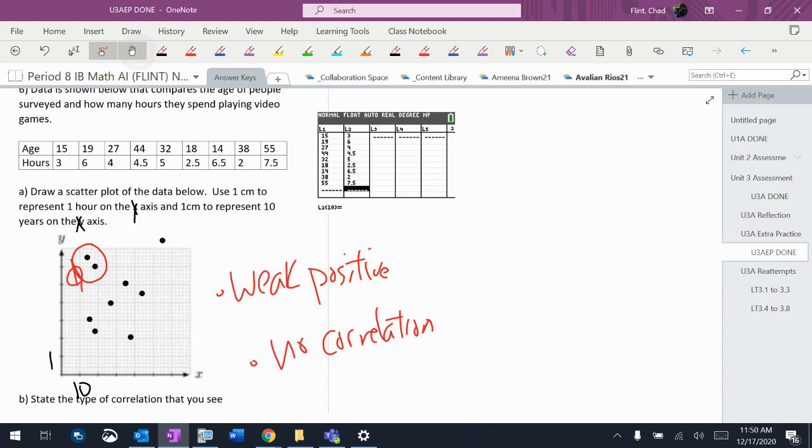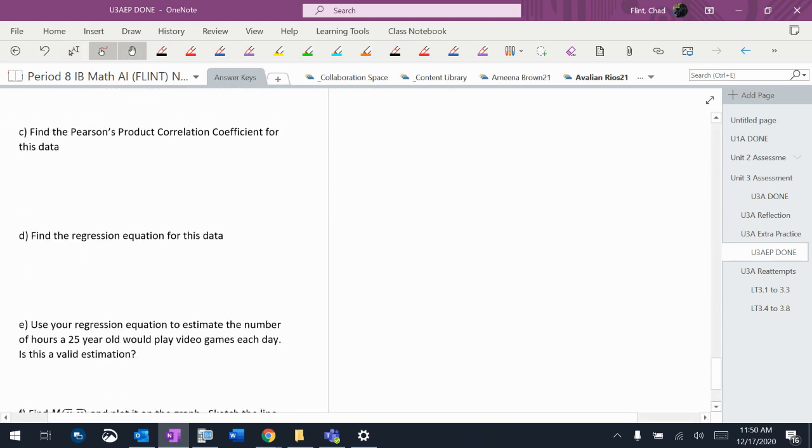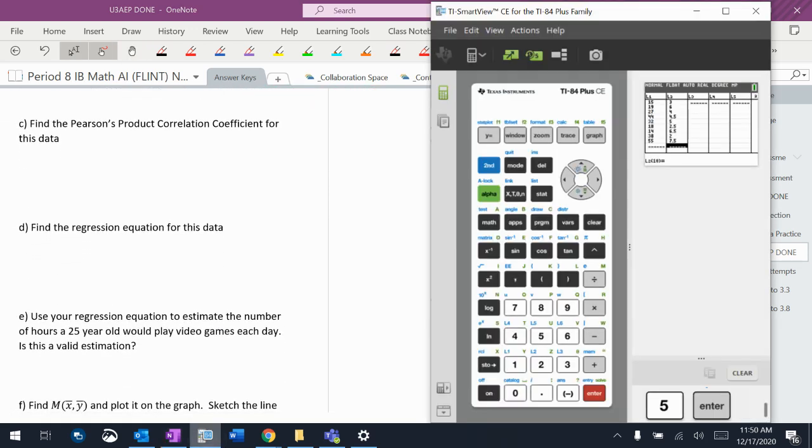Okay, it looks okay. So then I'm going to scroll down here, and it wants me to find the correlation coefficient and the regression equation stuff. I'm going to hit stat, calculate, linear regression first. Drop this guy over here.